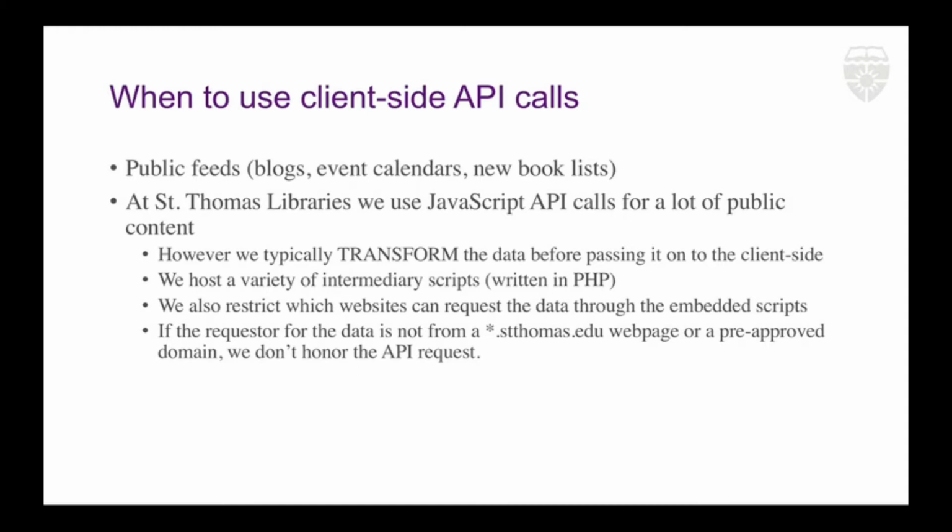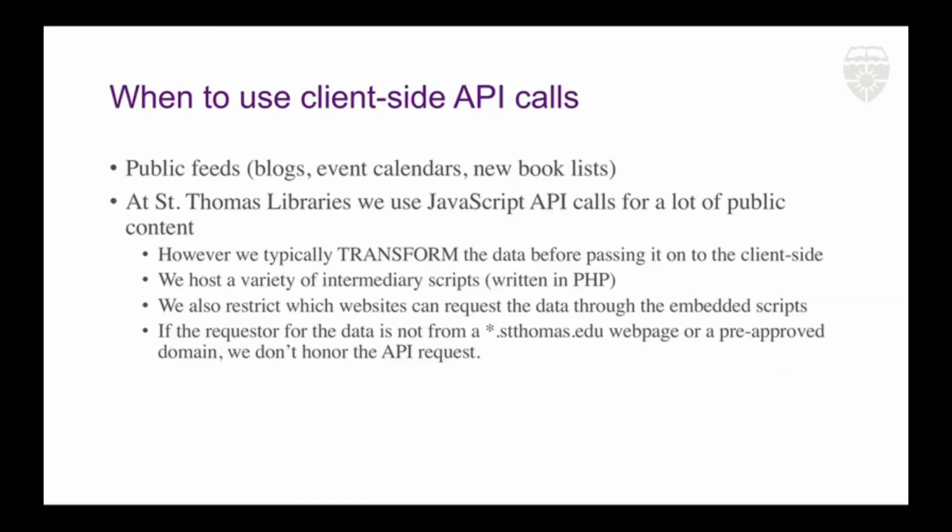Now, when can you use public-side API calls? It's like JavaScript, stuff like that. You can use it for public feeds like blog posts, event calendars, new book lists. That's fine. At St. Thomas Libraries, we use JavaScript API calls for lots of things. Our LibCal events, blog posts, all that sort of stuff. Anything that is requesting information from Alma that we're posting publicly on our website through JavaScript, we have an intermediary script that holds the API key, does the requests, and returns to the requesting JavaScript only the information that's necessary for that request.